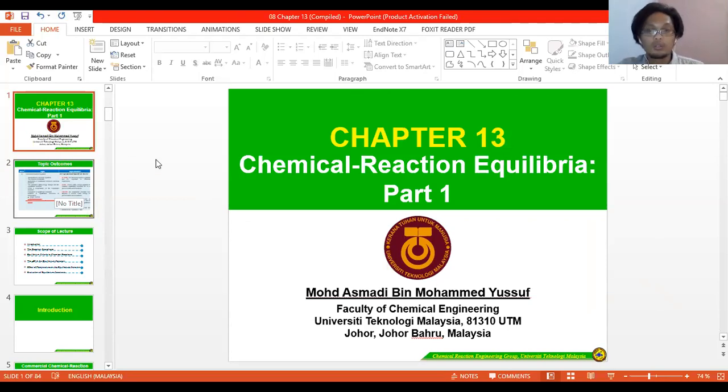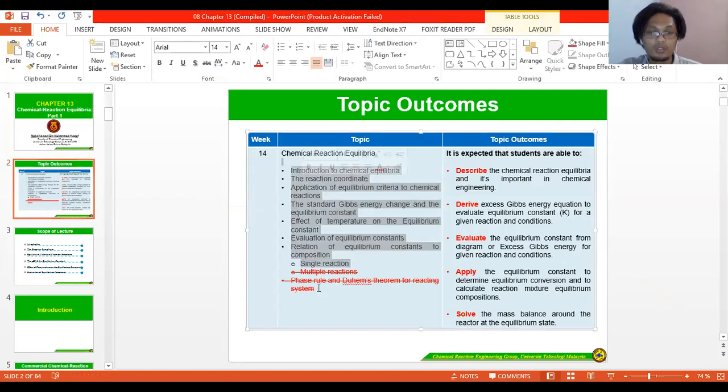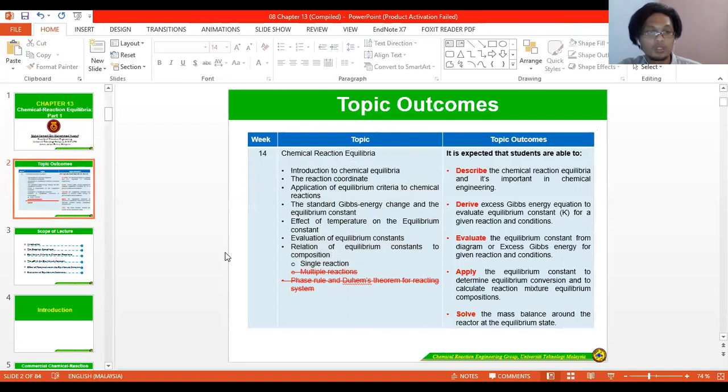Okay, so I just want to update something: for this chapter, we will cover until the single reactions. The phase rule and Duhem's theorem, as well as multiple reactions for the relationship between the equilibrium constant and compositions, we will not cover this part.